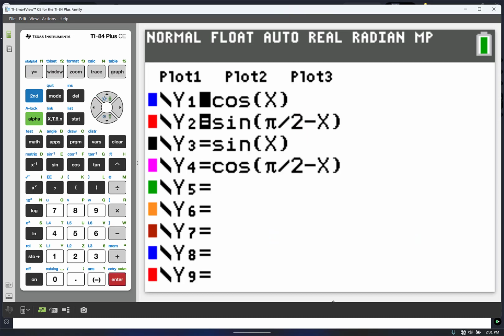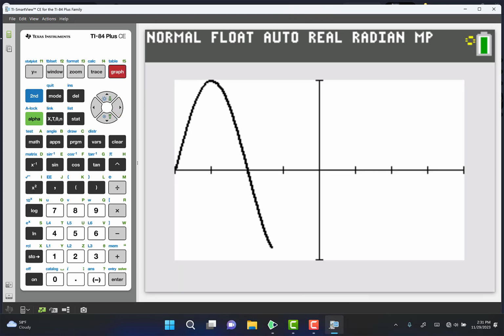I'm going to turn it off by pushing enter on the equal sign. And then I'm just going to turn the y3 and y4 on by pushing enter on the equal sign. And now the y3 is in black and the y4 is in pink.